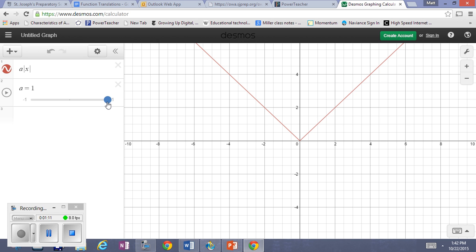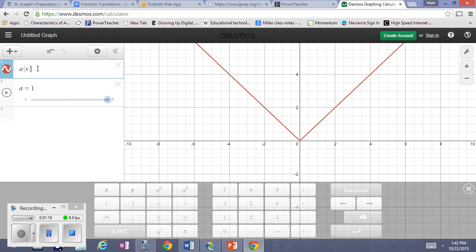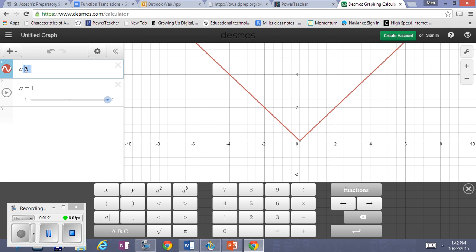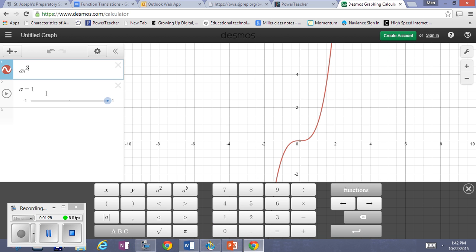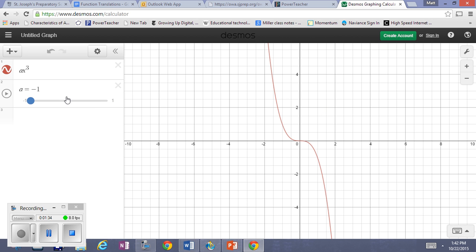So that should do it. It's at 1, it's at -1, right? 1, -1. What's the difference? Well, try it with another function. So a times x to the third power. There's ax cubed with a equals 1, and there's -1x cubed. What's the difference? Again, what we did was we stepped that from -1 to 1 in a step of 2.